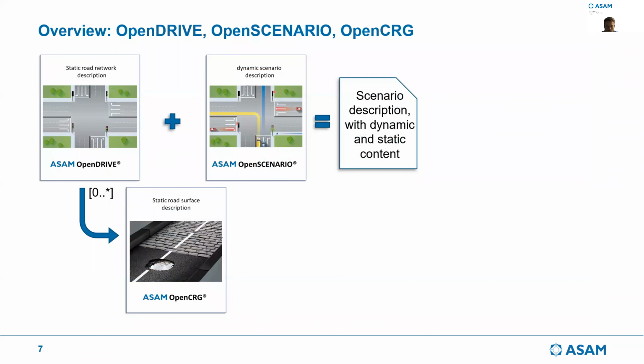Now to briefly jump into the OpenCRG relationship, as all of those standards are already mature and OpenCRG is going to be released in November in the ASAM version. That's their relationship. So once you have an OpenDRIVE network, you can add several OpenCRG files to it, defining more detailed road surface descriptions. And of course, with using OpenScenario, you can drive on that defined road network.